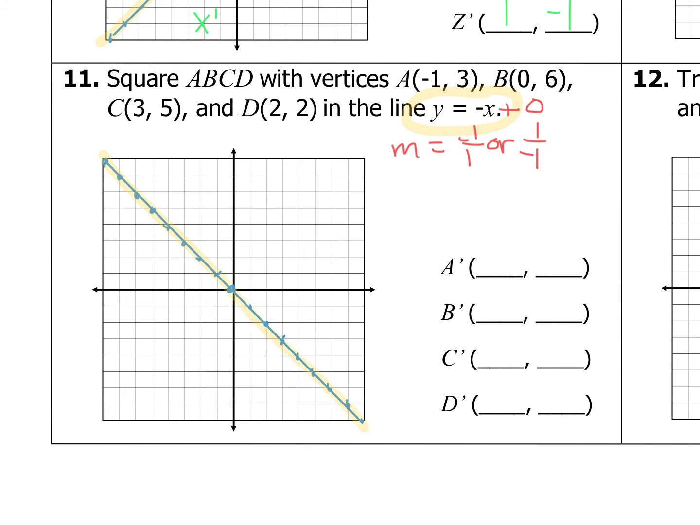Finally, I want you to plot your pre-image. So we're going to plot that. So A is left 1, up 3. And B is not right or left at all, but up 6. And then C is to the right 3 and up 5. And D is right 2, up 2, and then connect those with a straight edge.